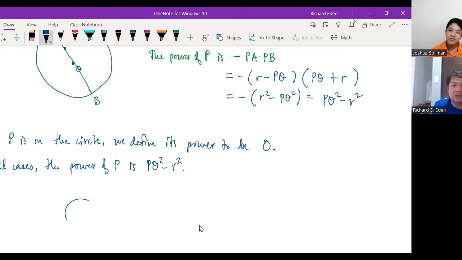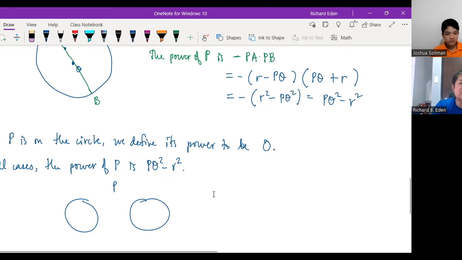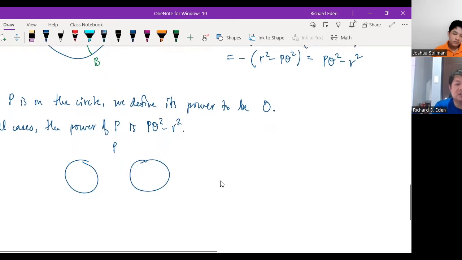So, two circles, and then point P. P is going to have a power with respect to the first circle, and a power with respect to the second circle. And then you seem to be saying there is going to be another point, Q, which has the same power.